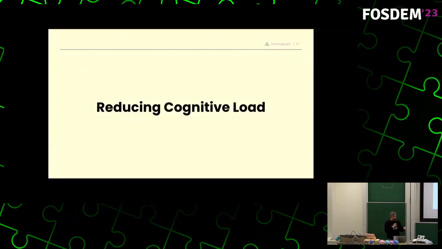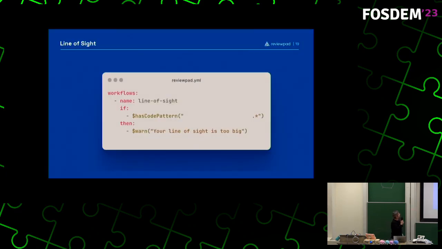We had a talk this morning about reducing cognitive load from Ferreira, and I want to show how we could do that with this terminology. So here's how we could look at the lines of code and make sure that if someone uses a lot of tabs, which means that we have a lot of loops or if and else inside each other, we can actually send a warning to the user.